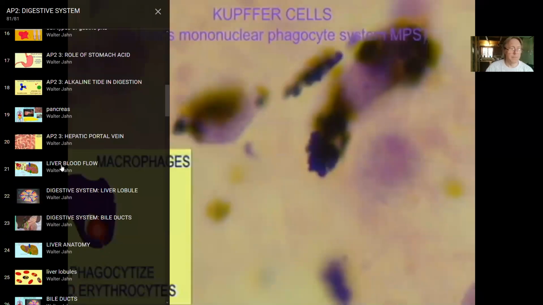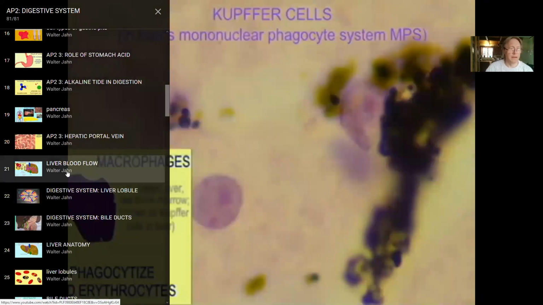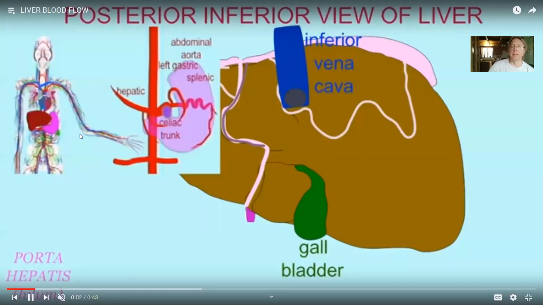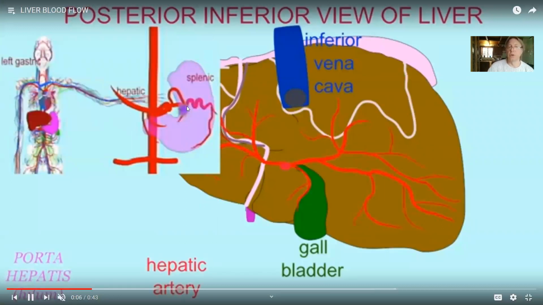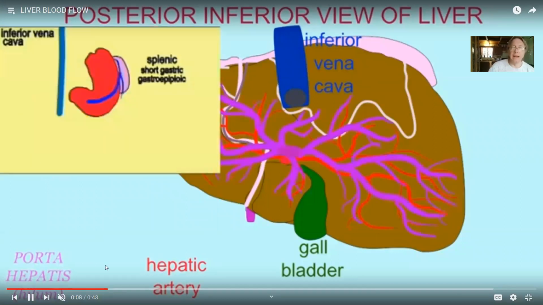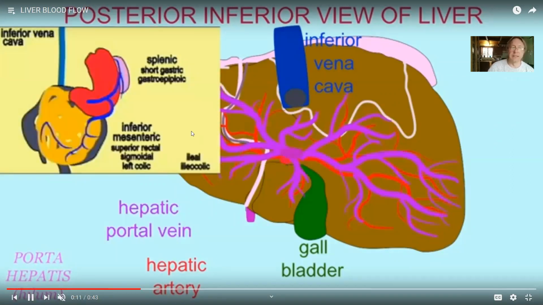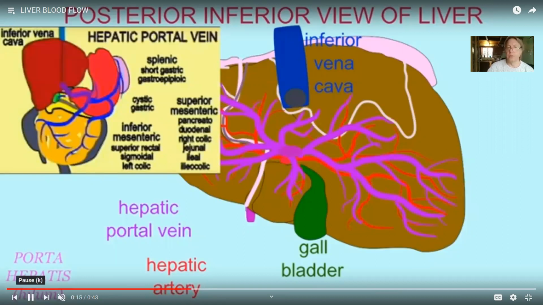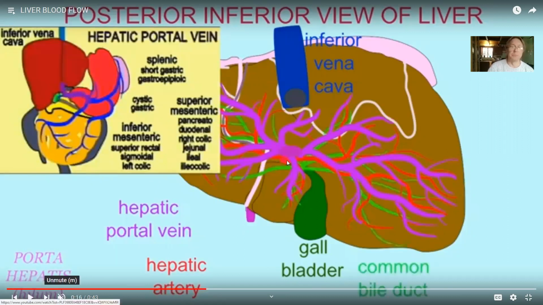So then the liver has two sources of blood coming to it. Not only does it have oxygenated blood coming from the hepatic artery, so the abdominal aorta gives rise to the celiac trunk, which then forms three arteries, the left gastric, the splenic, and then the hepatic artery. So the hepatic artery coming from the celiac trunk, from the abdominal aorta. This brings oxygenated blood to the liver.